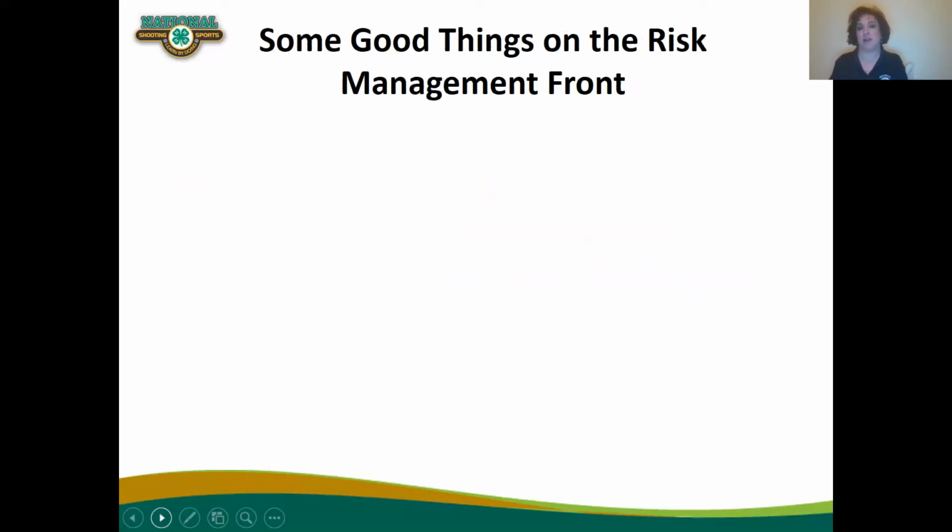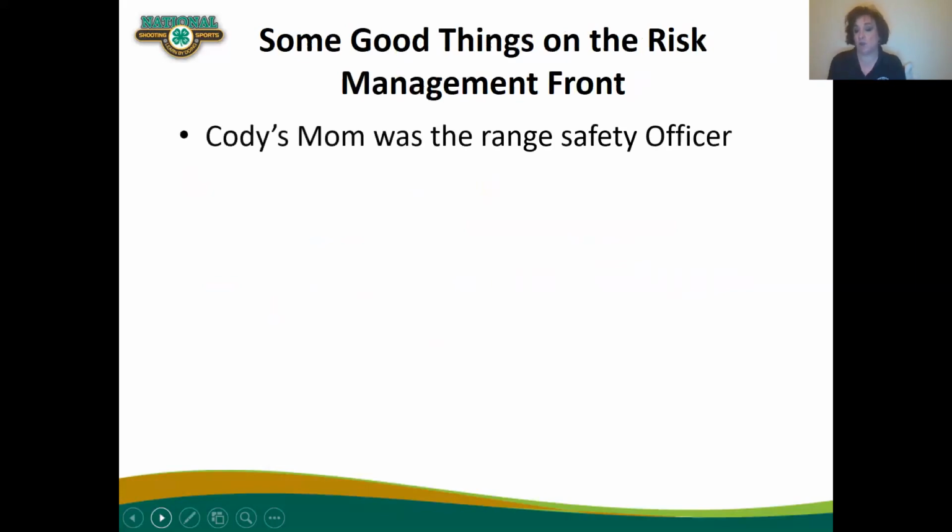So some good things came from the risk management front that day. First of all, Cody's mom was a range safety officer that day. She's a good mom and a great 4-H shooting sports instructor. But if the youngster injured on that day would have been Johnny's friend from down the street, there could have been a real possibility that a civil or even criminal lawsuit could have been filed. There's even a bigger possibility that this state could have lost their 4-H shooting sports program for good. The university attorney could have easily decided to avoid the risk of this program by shutting it down. They got really lucky on that one.